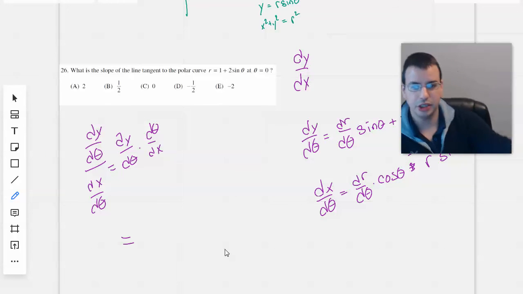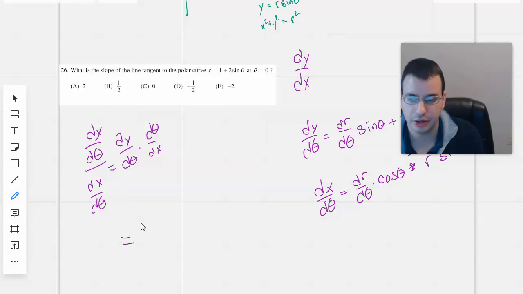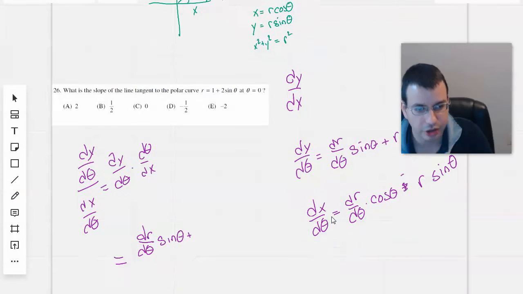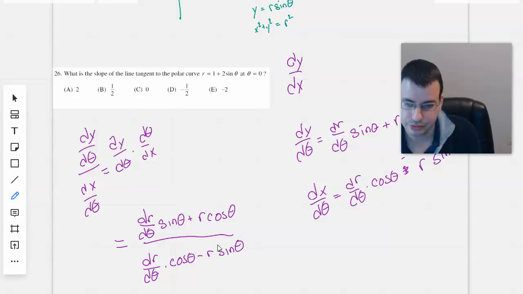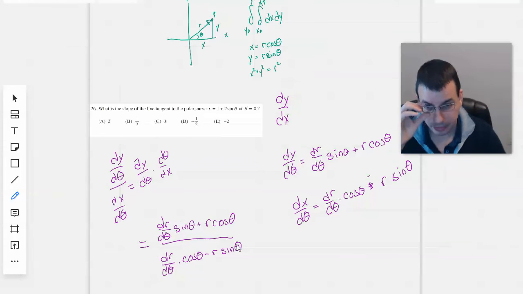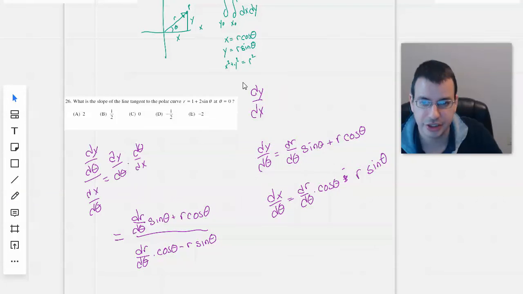Okay, so dy d theta is this one right here. So dr d theta times sine of theta plus r cosine theta over dr d theta times cosine theta minus r sine theta. Okay, so I'll erase this.